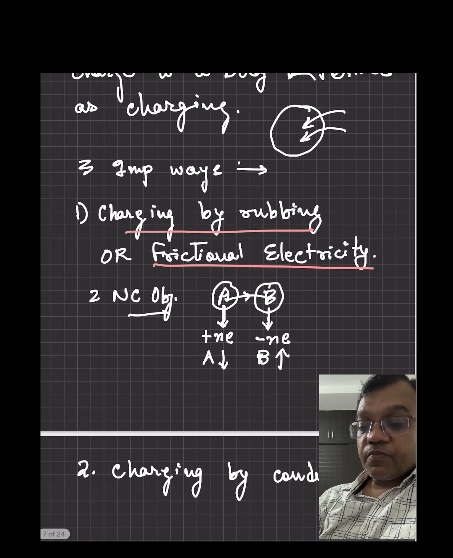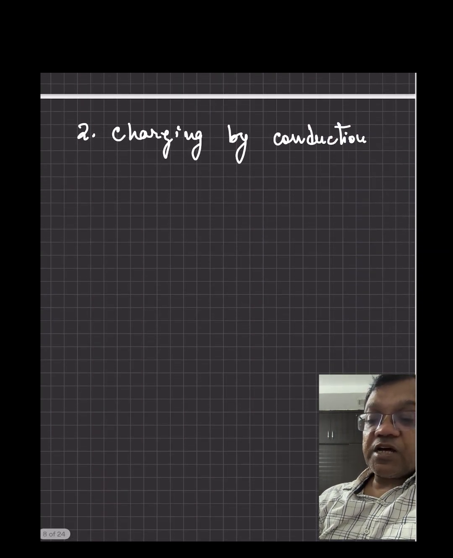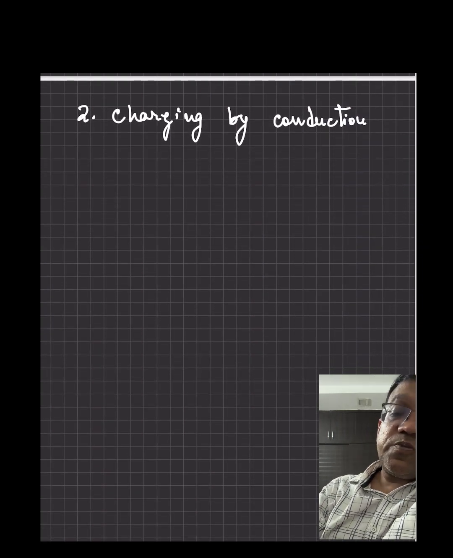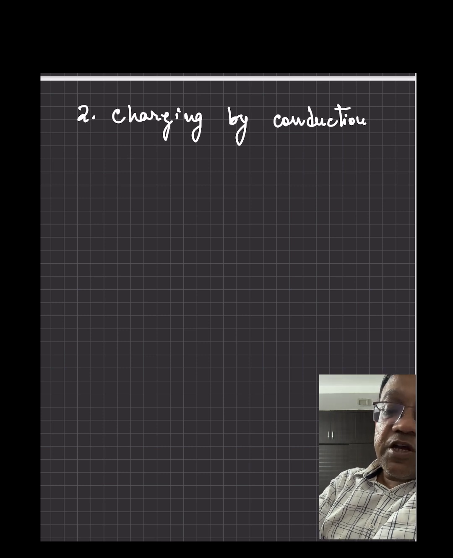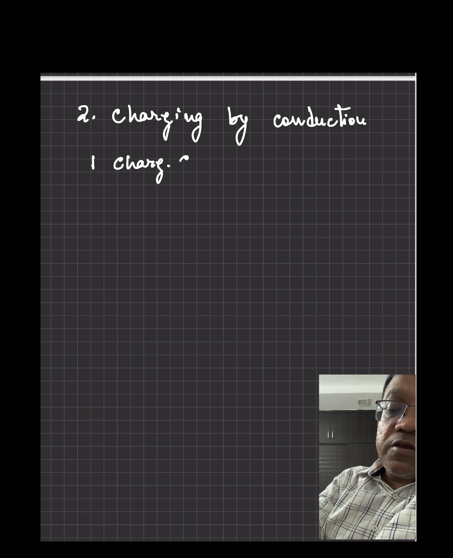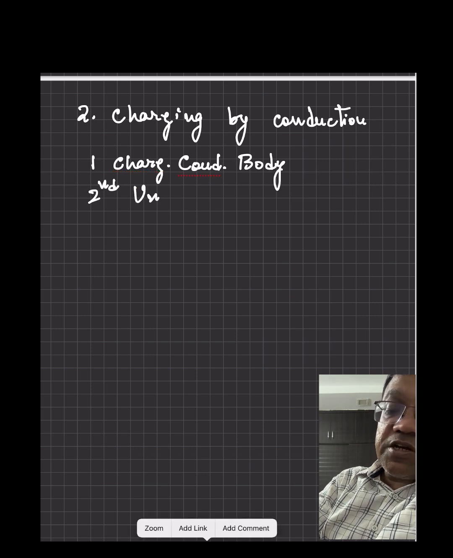Now the next method we have is charging by conduction. In this particular method, we require one charged conducting body and another, second, uncharged conducting body.